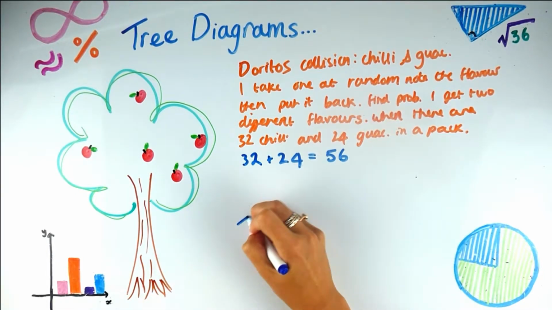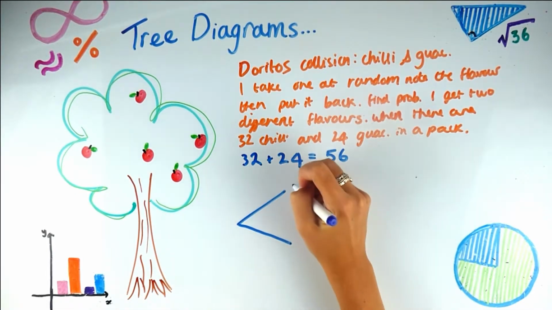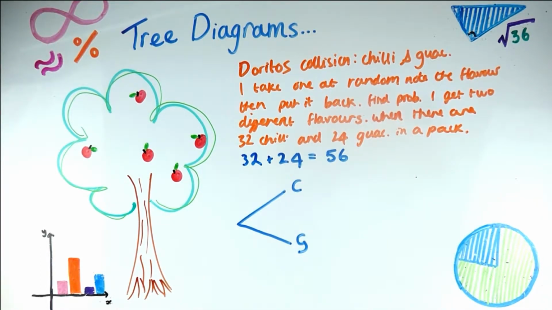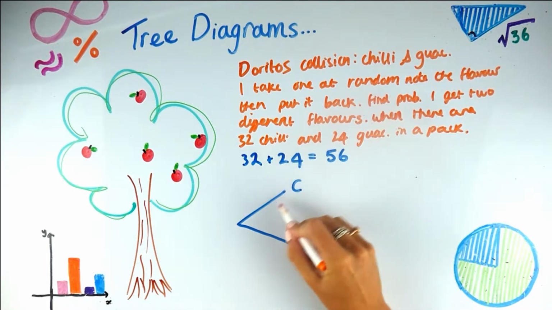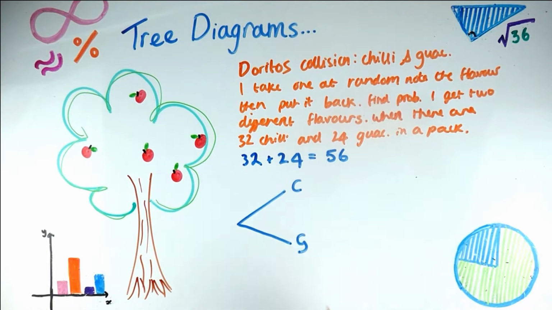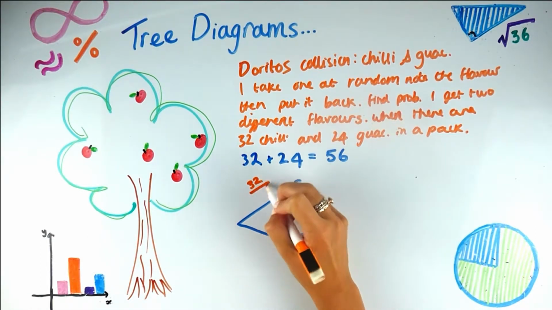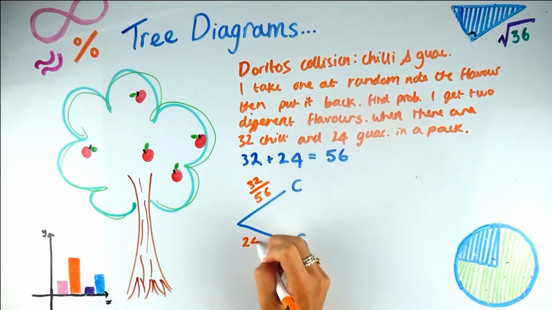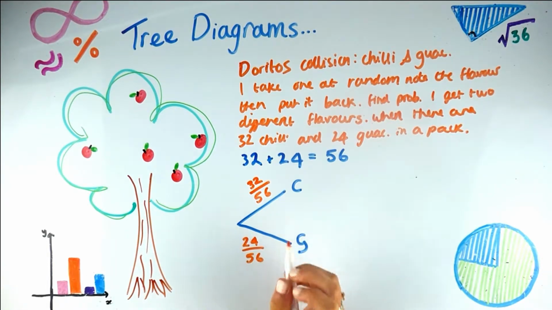So I'm going to start here in my tree diagram. I'm going to go like this. So that's if I get chili, C, and that's if I get guacamole. So what's the probability that I get chili? I write along this line here. So that is, there are 32 out of a pack of 56. So there's 32 chances I can get it out of 56. What about guacamole? There's 24 in the pack of 56. So that is the equation from the probability video: the number of ways I can get the outcome divided by the total possible outcomes.